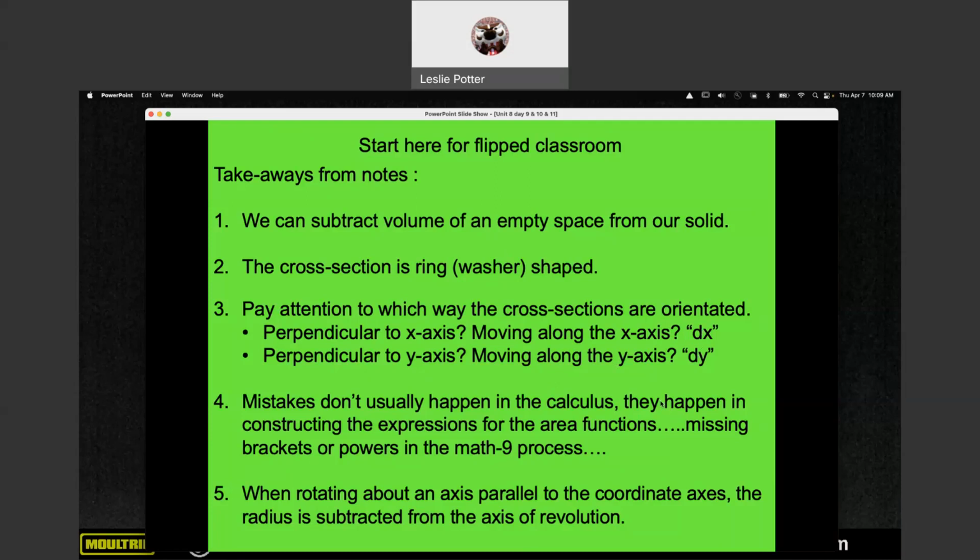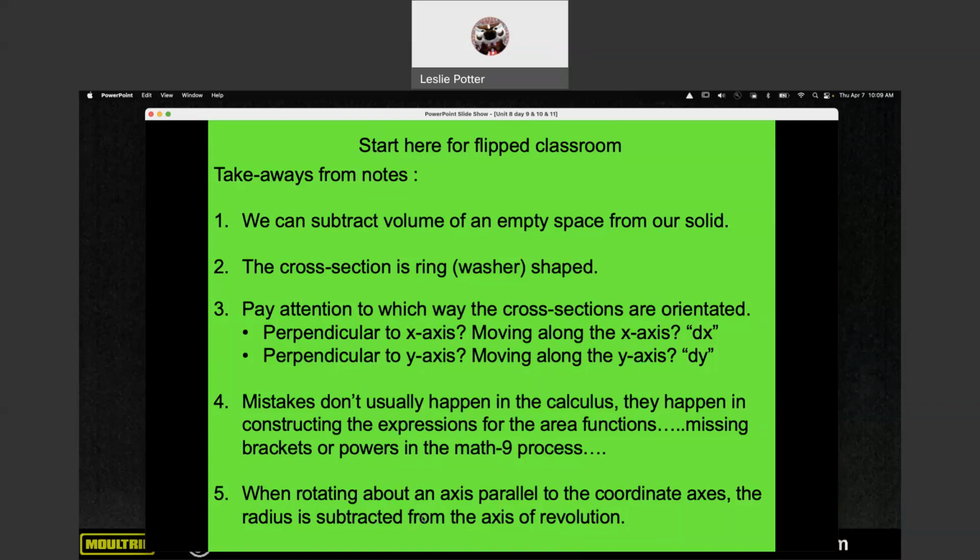And then just some advice. Mistakes usually don't happen in the calculus. They happen in constructing the expressions for the area functions. So that's where you want to get a sketch of the xy plane and get the two functions sketched out so that you know where they're intersecting, so you have the limits of integration and all that stuff.